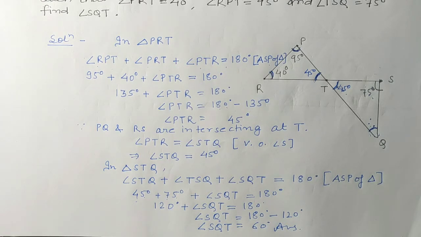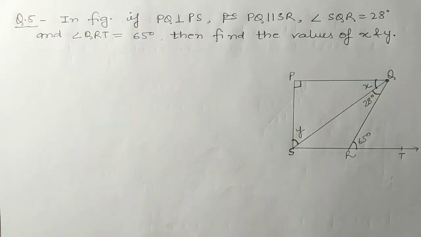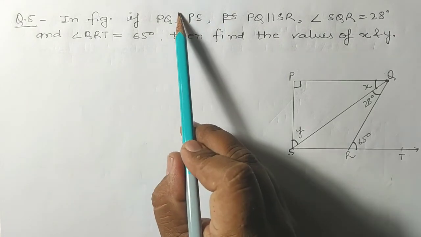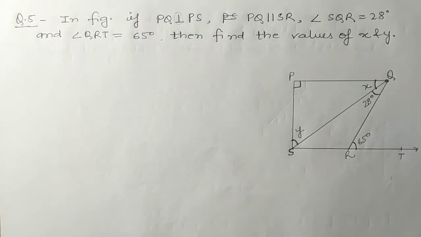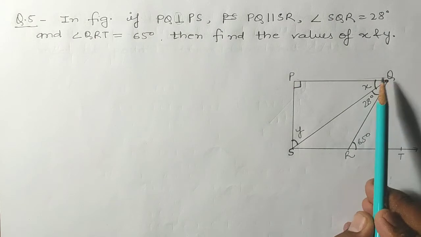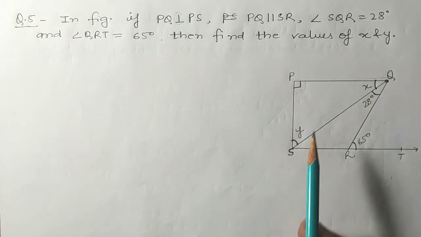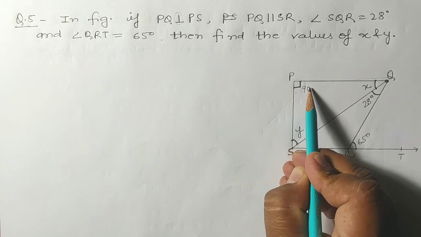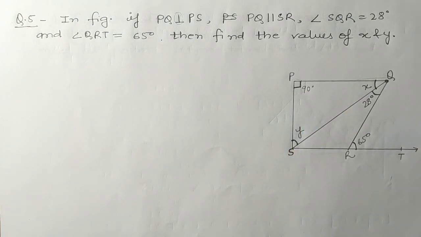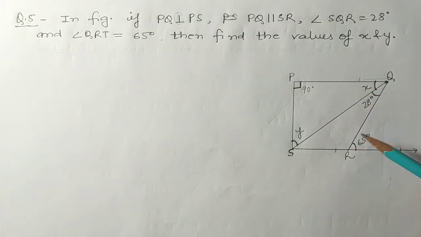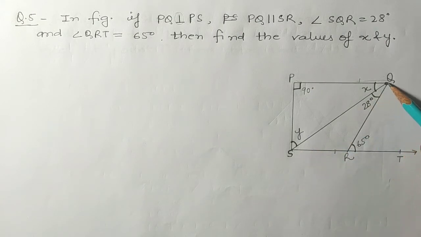And now we'll see the next question, that is question number 5. In the figure, PQ is perpendicular to PS, this sign is of perpendicular. Perpendicular means 90 degree. So if PQ is perpendicular to PS, this angle is 90 degree. PQ is parallel to SR, means this line is parallel to this line. Angle SQR is 28 degree.